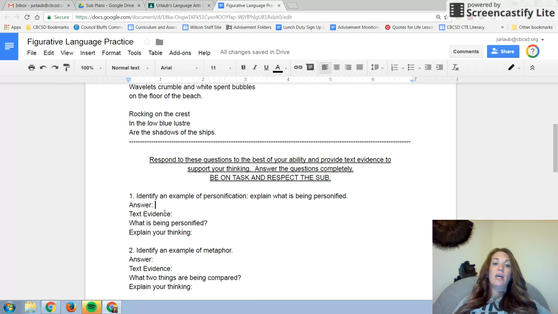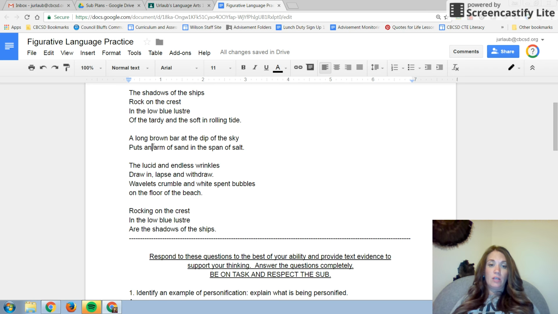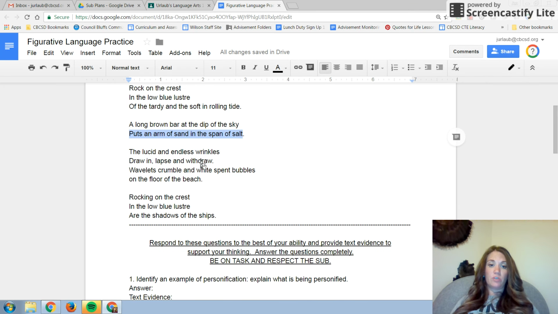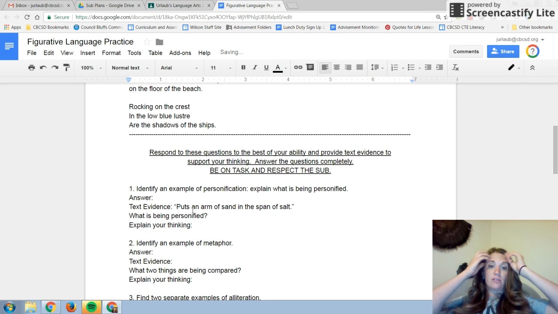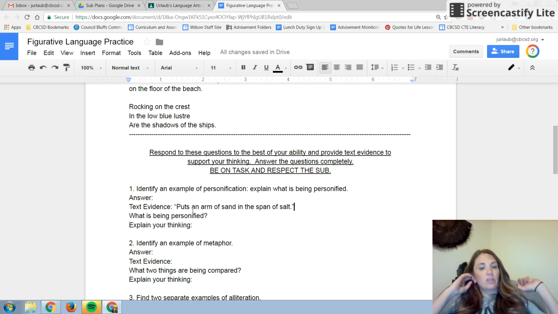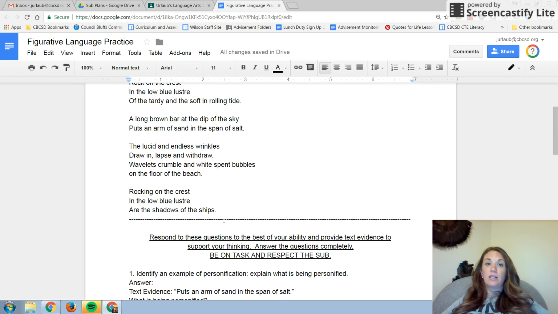Then I'm going to say here, the author uses "an arm of sand in the span of salt." So this would be my text evidence. I'm going to copy it and paste it down here. Remember to always use quotations when we cite text evidence. So there's my text evidence that shows personification. Then I'm not going to answer these questions for you because I want you guys to answer them based on the context of the poem.